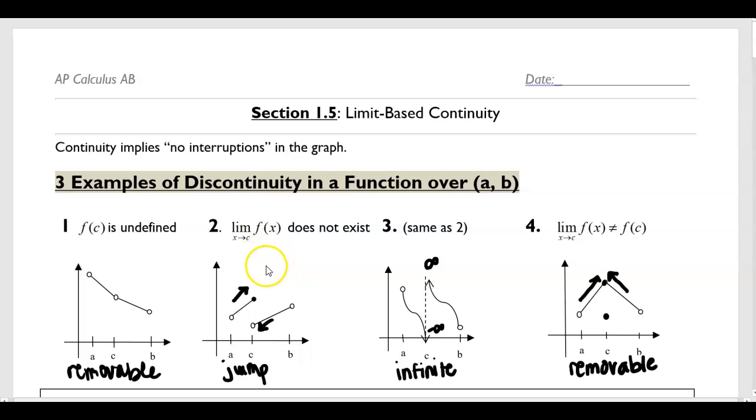For the examples number 2 and 3, the jump and infinite, we call those both non-removable. So I would not be able to just fill in one single point and then make that graph actually continuous.